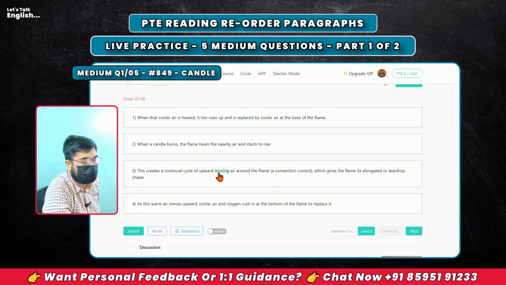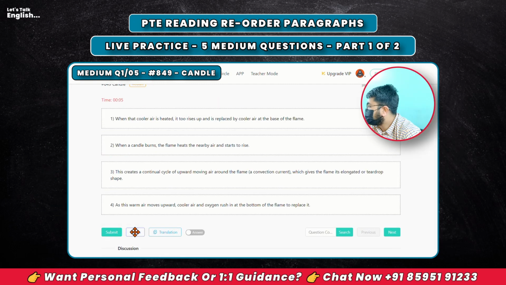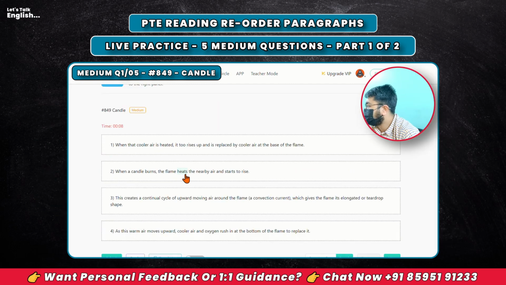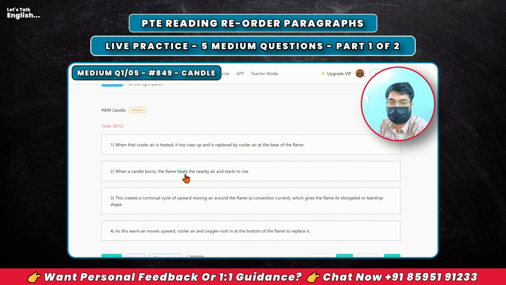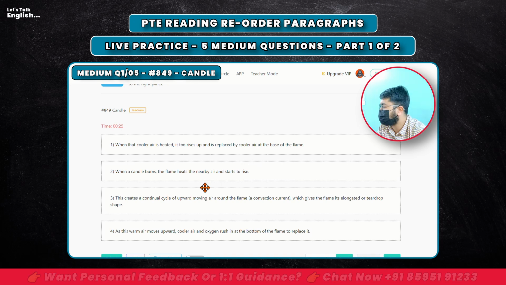So let's get started. Our first question is question number 849, candle. I'll read it all. When that cooler air is heated, it too rises up and is replaced by cooler air at the base of the flame. I think this is going to be easy because it's more or less related to science.